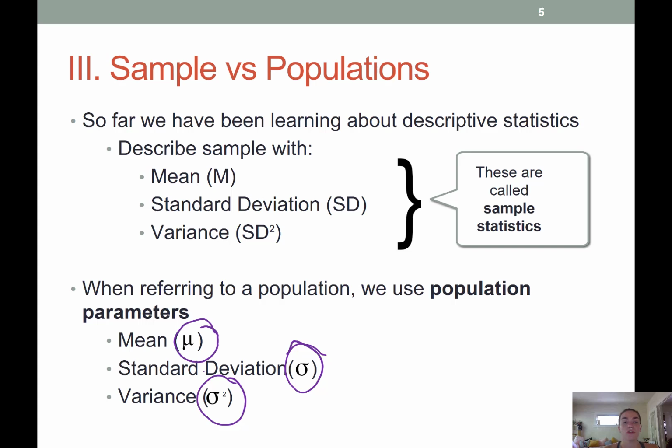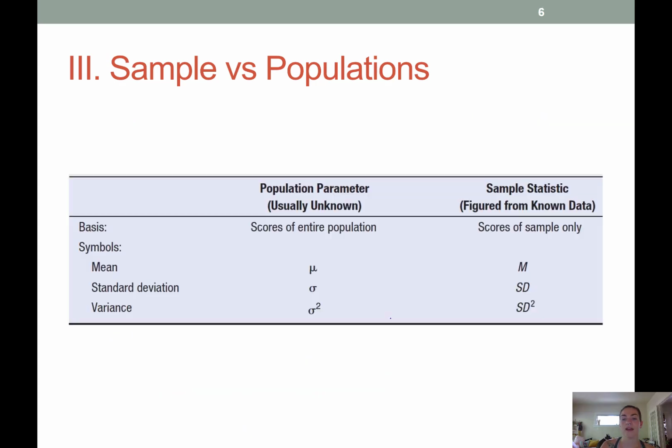And we use the Greek symbol mu, that's mu, for the population mean. This here is little sigma for the population standard deviation, and we use sigma squared for the population variance. And those are called the population parameters.